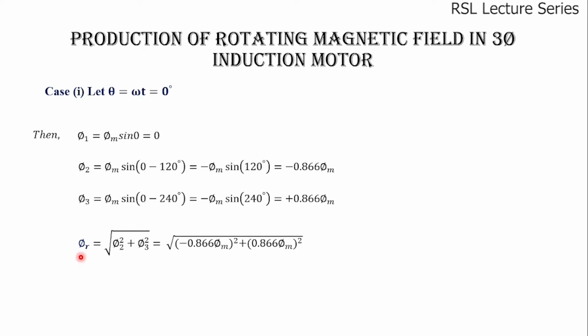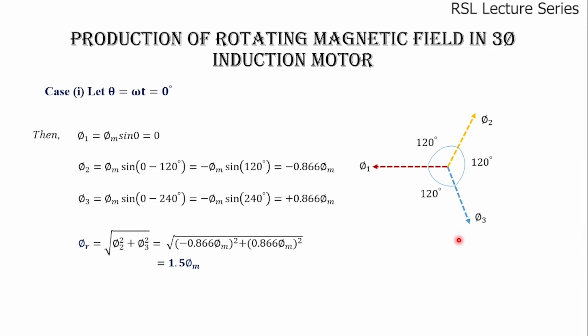Now we are going to find the magnitude, and the direction we will find by drawing the vector diagram. Here phi 1 is 0, so we can ignore it. The magnitude of phi r is given by the square root of phi 2 squared plus phi 3 squared. Phi 2 squared is (minus 0.866 phi m) squared, and phi 3 is (plus 0.866 phi m) squared. On simplification we get 1.5 phi m. This is the magnitude of the resultant flux phi r. Now we'll find the direction by drawing the vector diagram. This is the reference value. This is the positive direction of phi 1, positive direction of phi 2 and positive direction of phi 3.